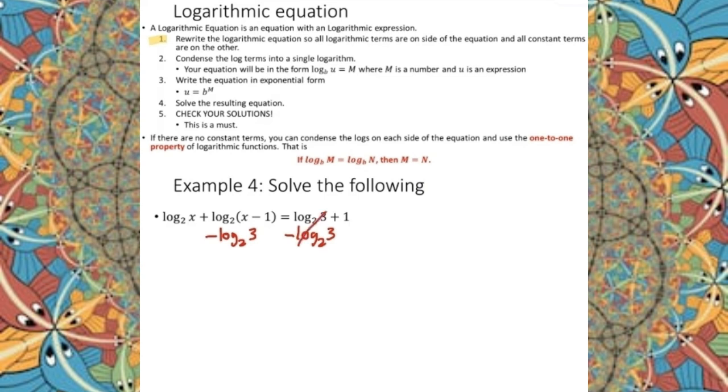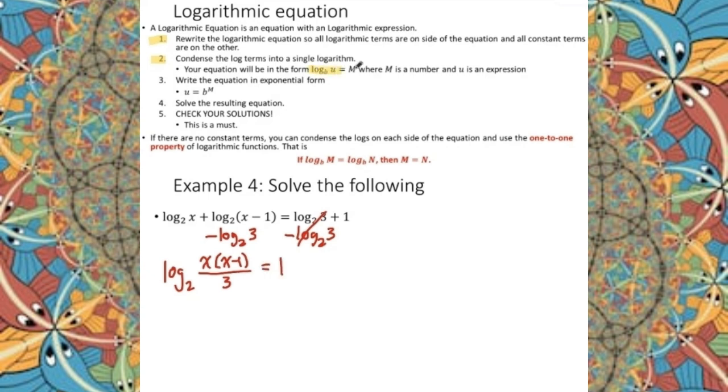The log base 2 of 3 will cancel on the right, and on the left, I'm going to begin to condense, which is step 2. For the log base 2 of x plus the log base 2 of (x minus 1), since I'm adding them, to condense them, I multiply their inputs, but I'm subtracting by the log base 2 of 3, and to condense that, I would divide by that input, which is 3. And this will still equal 1.